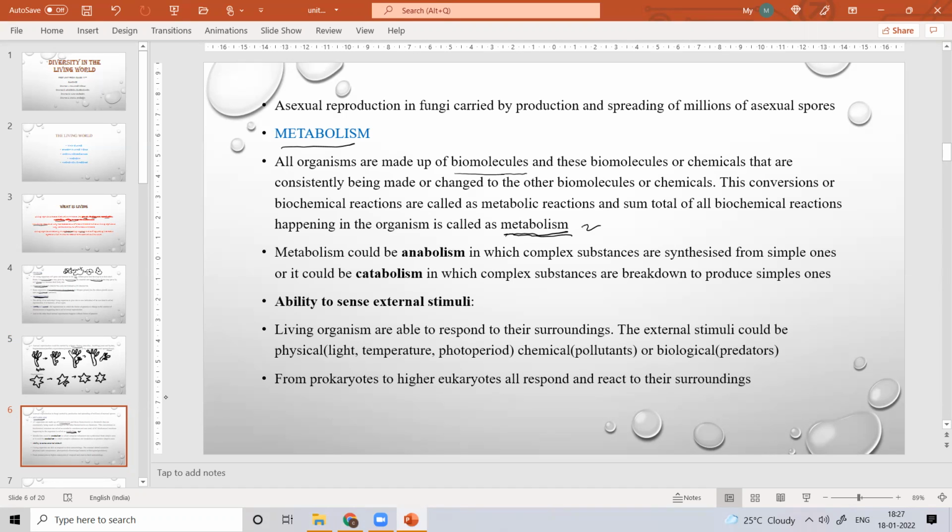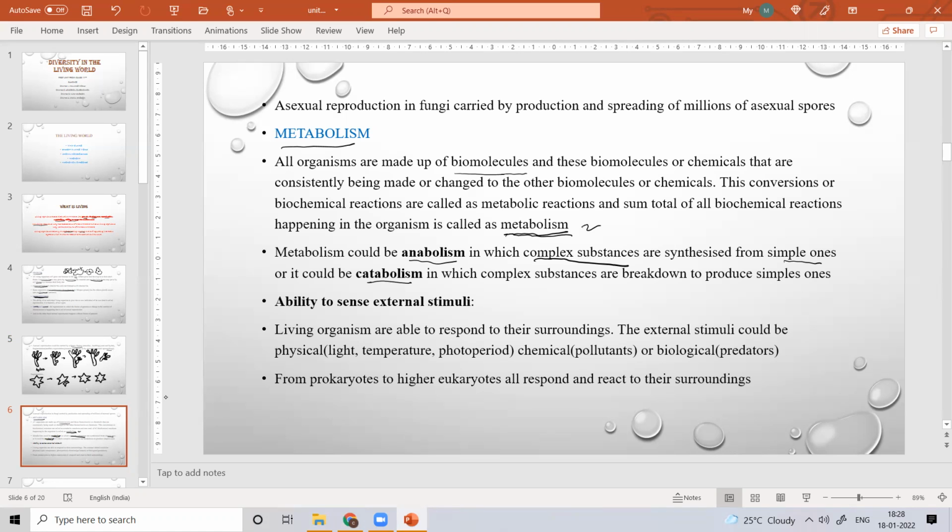Metabolism could be anabolism or catabolism. What do you mean by anabolism? Anabolism is nothing but the making of complex substances from simple ones. That means complex substances like proteins will be formed from amino acids. That is what anabolism is, making of complex substances from simple ones.